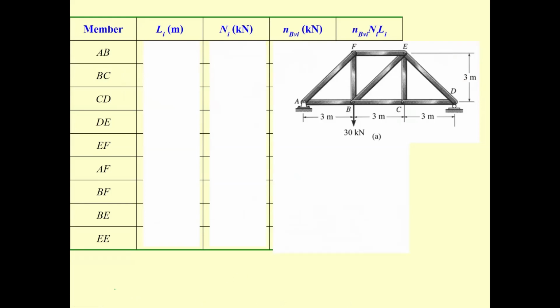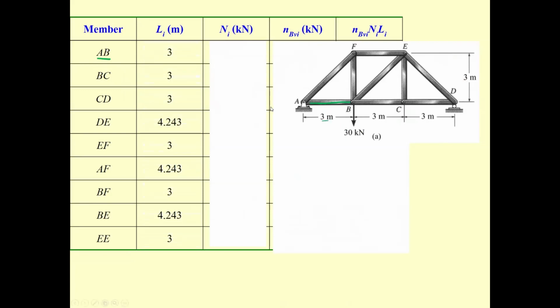Okay, very careful. AB is over here. Just take this one, AB, and the length of AB is going to be 3 meters. For BC, take the second one. BC is over here. You take this one for BC. Again, 3 meters. For CD, you have this one, 3 meters.